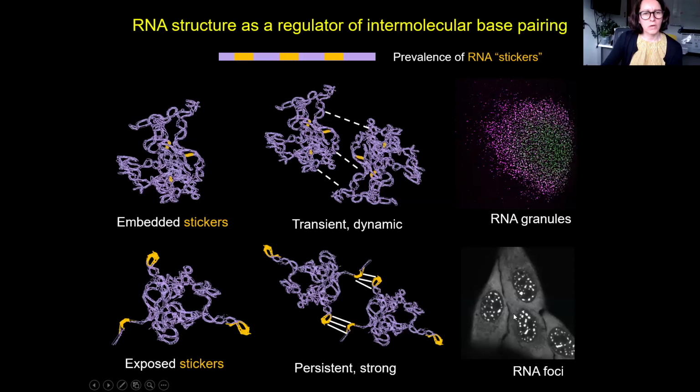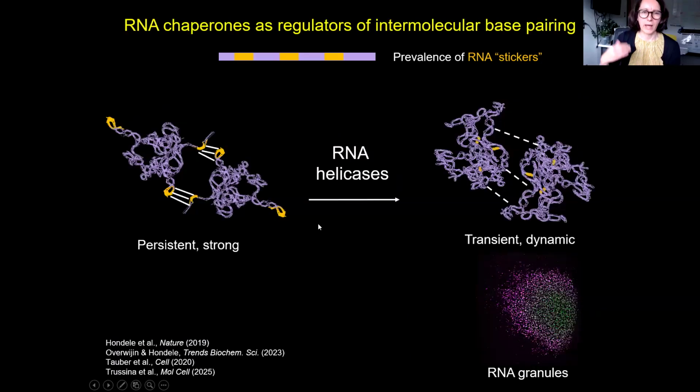Of course, in vivo, these types of strong and persistent interactions can also be counteracted by the presence of RNA chaperones, including RNA helicases, which can convert this persistent and strong interaction into something much more dynamic, which is probably also something that is happening in RNA granules.